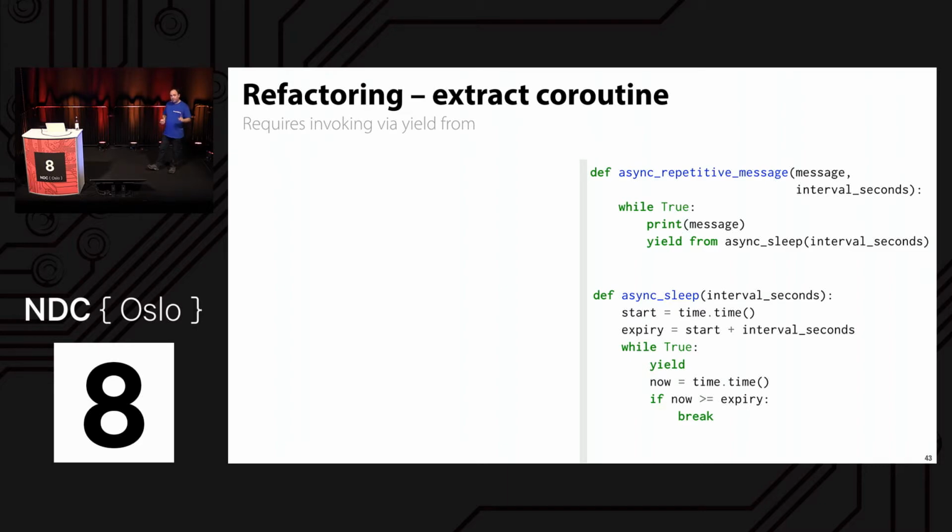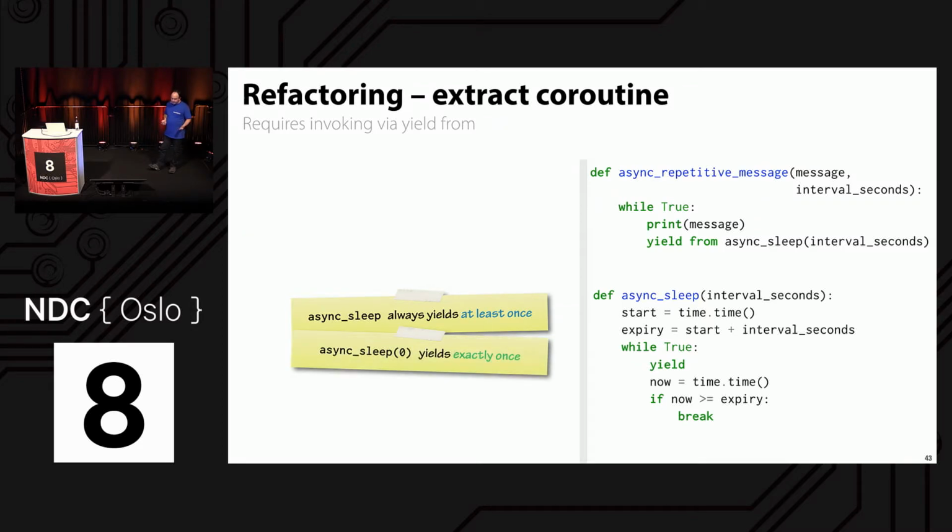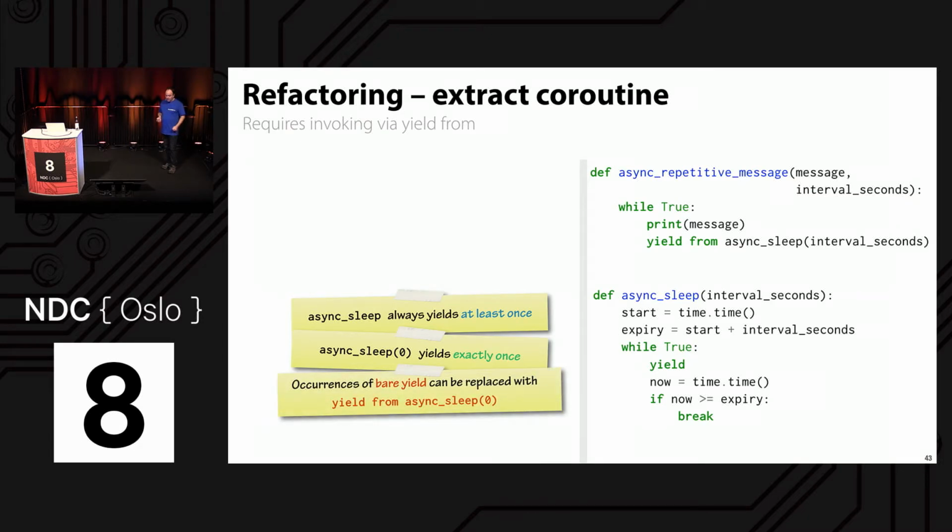So this is also a very significant refactoring, as you'll see shortly. Async sleep has some interesting properties. It always yields at least once. Async sleep 0 yields exactly once. And because async sleep 0 yields exactly once, any occurrence of the bare yield anywhere else in our program can be replaced by yield from async sleep 0.